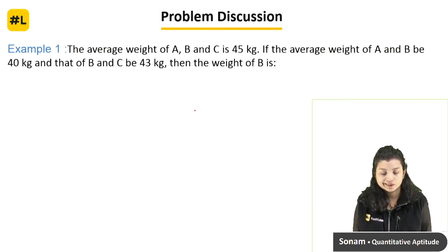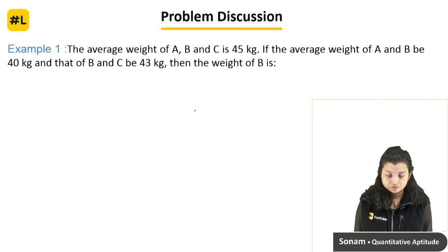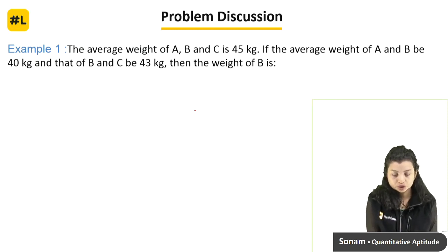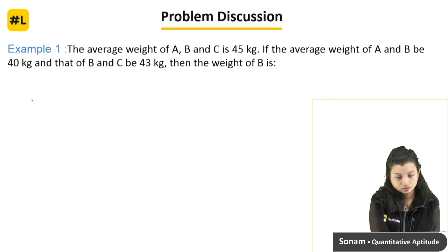Average weight of A, B and C is 45 kgs. The average weight of A and B is 40 kgs and that of B and C is 43 kgs. Then the weight of B is, okay. So tell me what should be my first equation. How should I make my first equation?